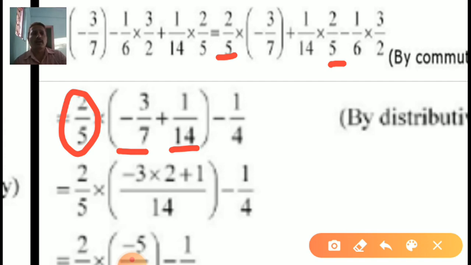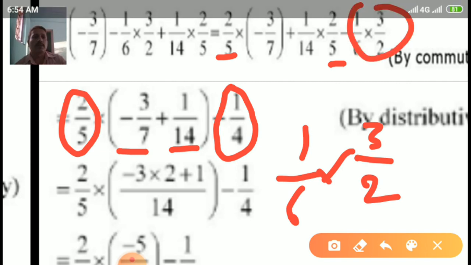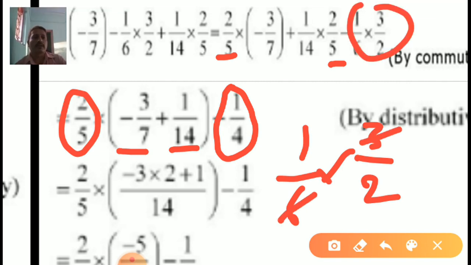Directly they wrote here 1 upon 4. Why did I write here 1 upon 4? Yes, student, because of 1 upon 6 multiplied by 3 by 2. That is our term. Okay, 6 ones are 6, 3 ones are 3. In place of 6, I can write 3 into 2. So 3 ones are 3 and 3 twos are 6. 3 into 2. Then this 2 and this 3 have to be cut. Some students are writing like this also.